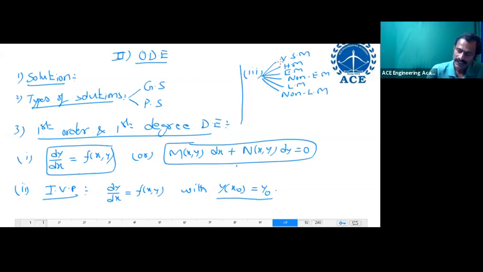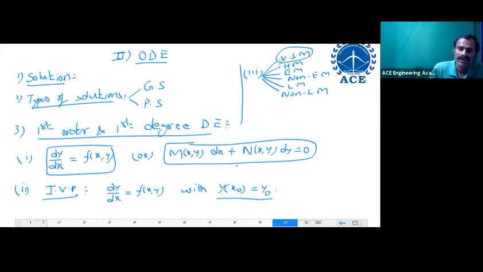Yesterday, we already started the variable separable method. In the examination, if a question is given from the differential equation topic, they won't mention the name of the method in the question. You will not find the name of the method. Simply the question will be like this: the solution of the differential equation.